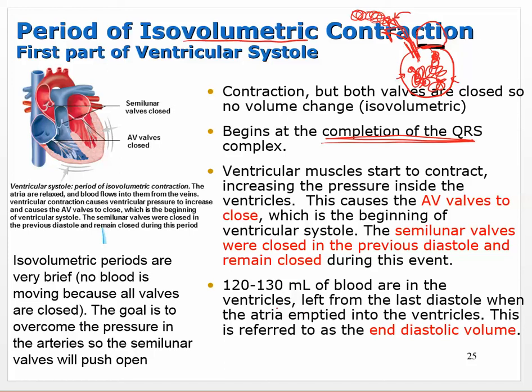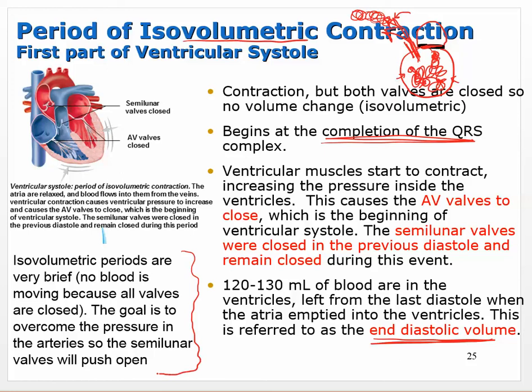Okay, so 120 to 130 milliliters of blood are in the ventricles, and that's the end diastolic volume. That's going to come back later when we start talking about preload and afterload. The end diastolic volume is how much blood was in there as it filled up. It starts to squeeze, AV valves close, and there's about 120 to 130. That's the end diastolic volume normally. It's very brief. No blood is moving because all valves are closed.